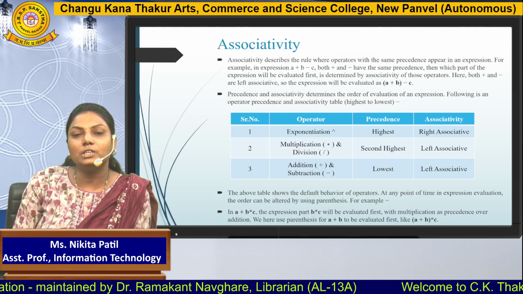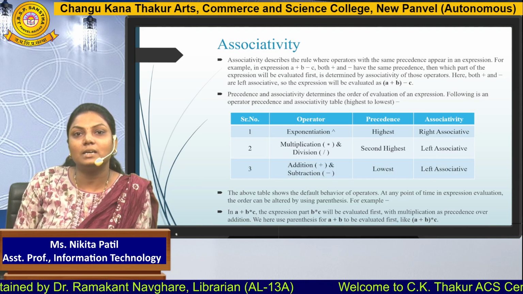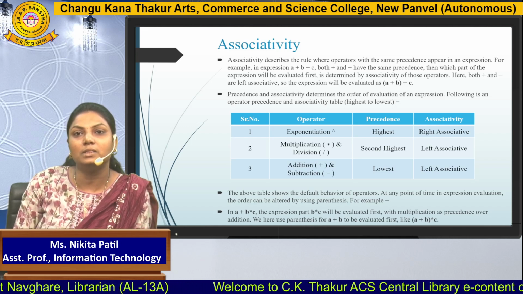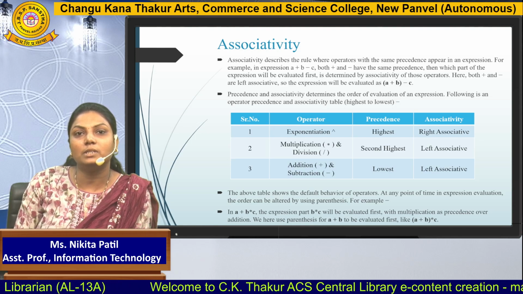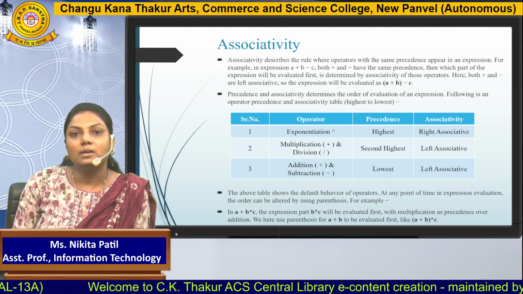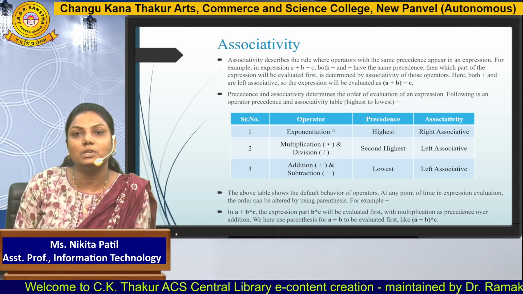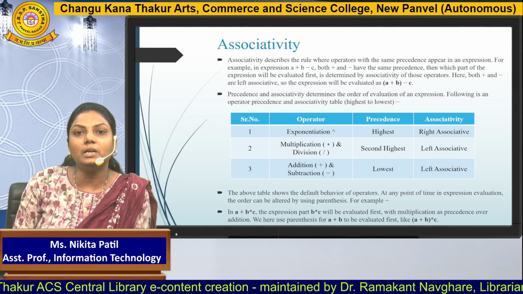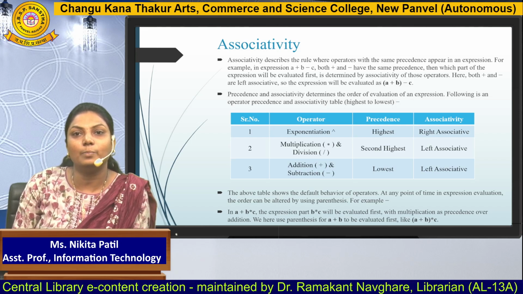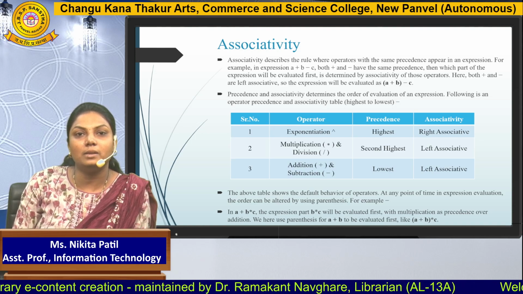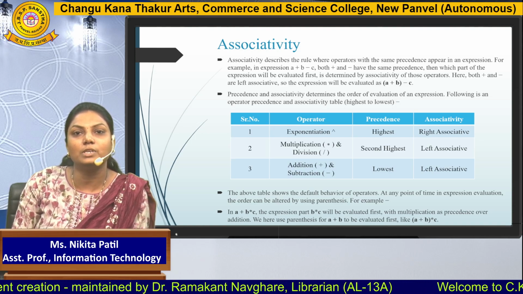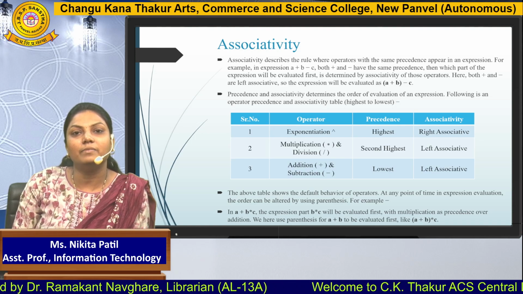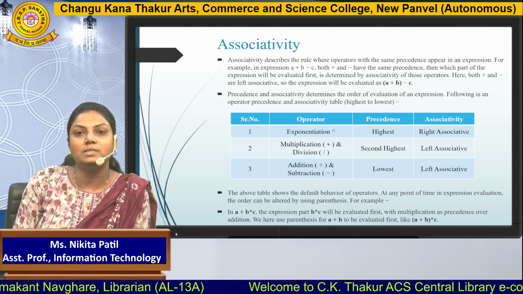So what is associativity? Associativity describes the rules where operators with the same precedence appear in the expression. For example, in the expression a plus b minus c, both plus and minus have the same precedence, so which part of the expression will be evaluated first? This is determined by the associativity of the operators. Here plus and minus are left associative, so the expression will be evaluated as a plus b, then minus c. The table is classified with priority as well as precedence and associativity.